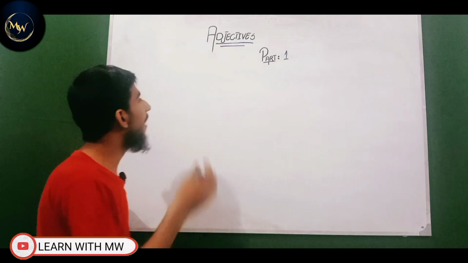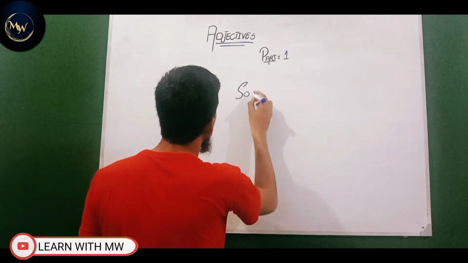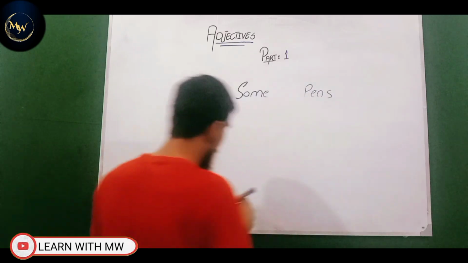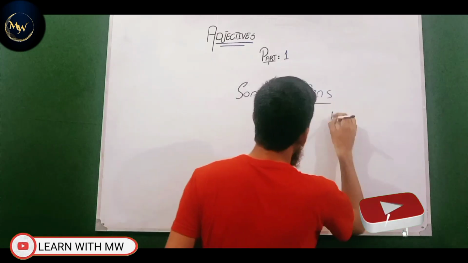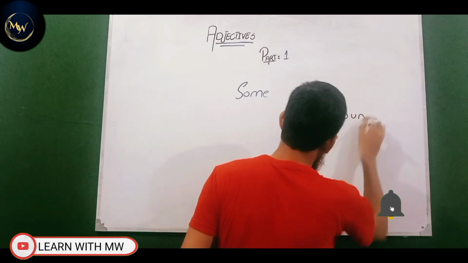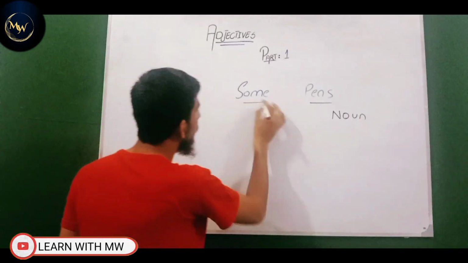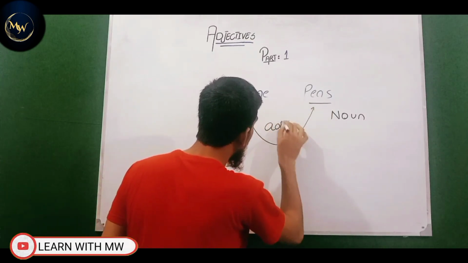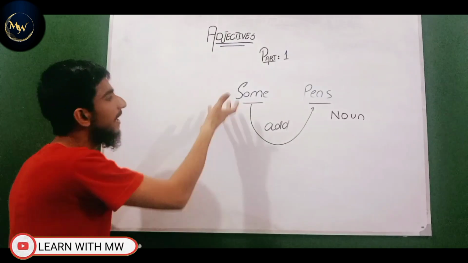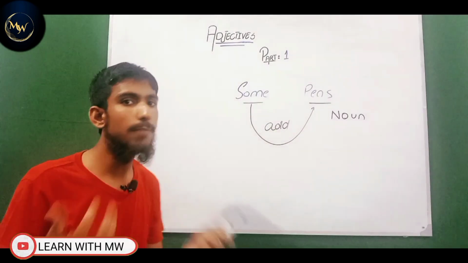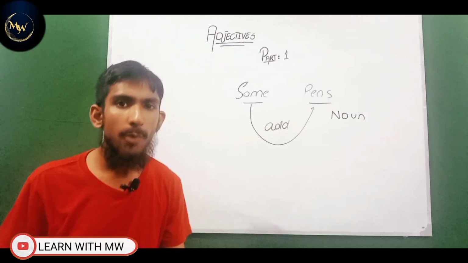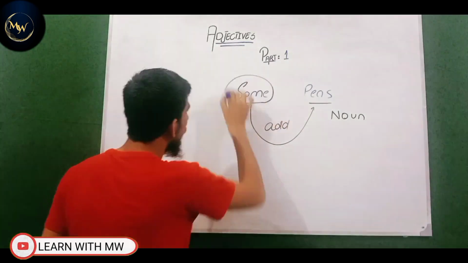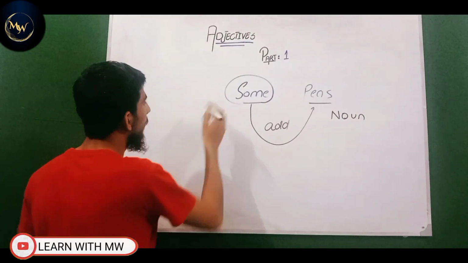Now look, if I write some pins. The same is the case: pins is a name, and names are nouns in English grammar. But look, some is a word which adds meaning to the pin here. And what does it do? It shows quantity. Some pins: there are pins in a box, and here we call it some pins. So some here shows us quantity.